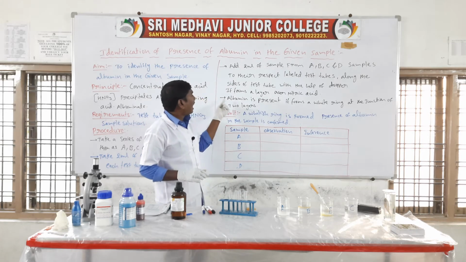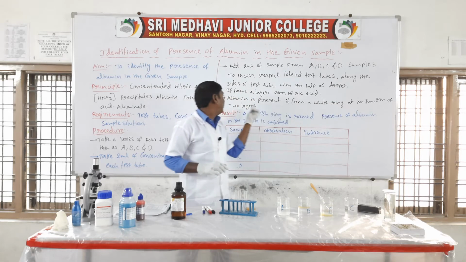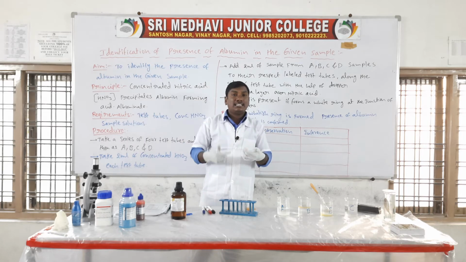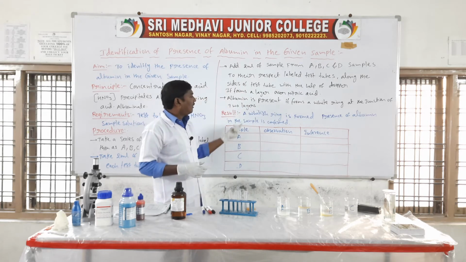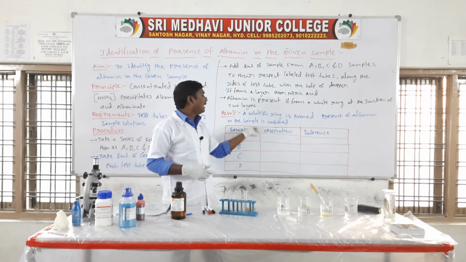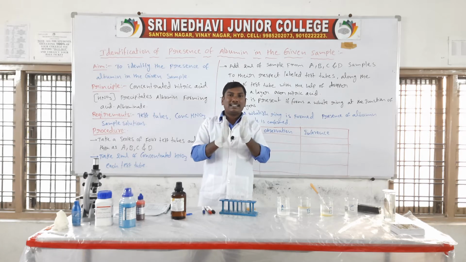Next, if albumin is present, it forms a white ring at the junction of the 2 layers. The final result: a whitish ring is formed, indicating the presence of albumin in the sample.